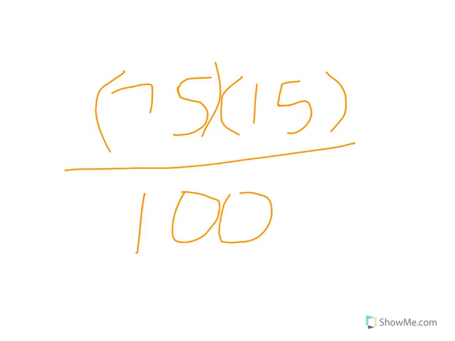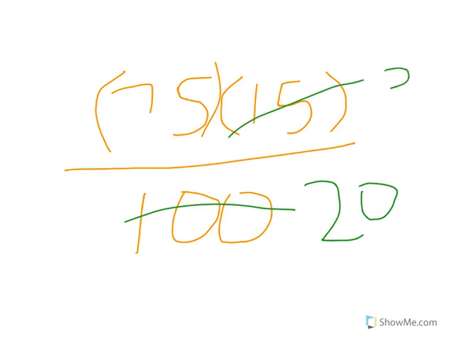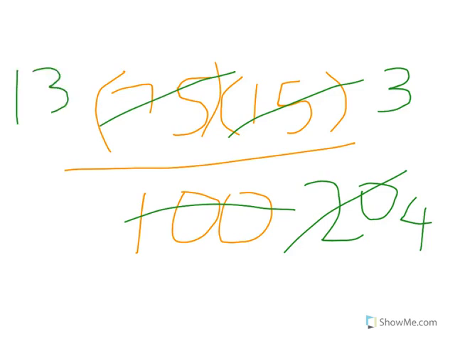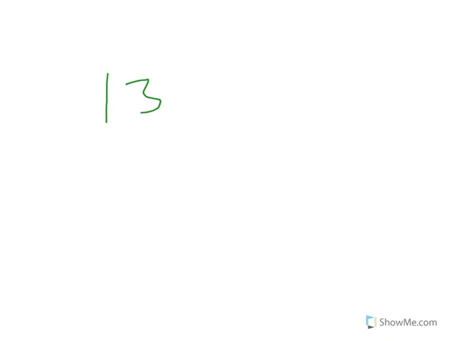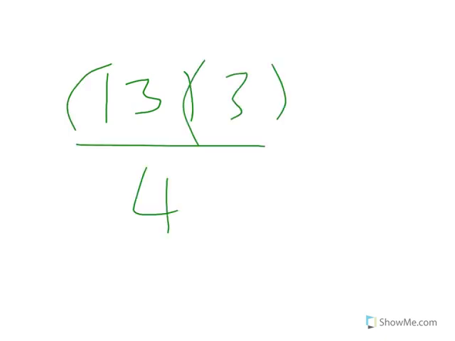So that would be 20 and 3. You can just do this on a calculator if you want; I'm just doing it manually. So 13 times 3 over 4 gives me 39 over 4. It gives me a decimal, so it's 9 point something. So that's how you do it.